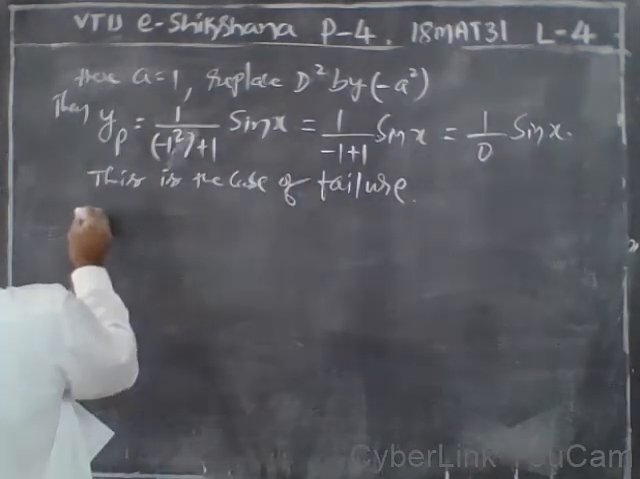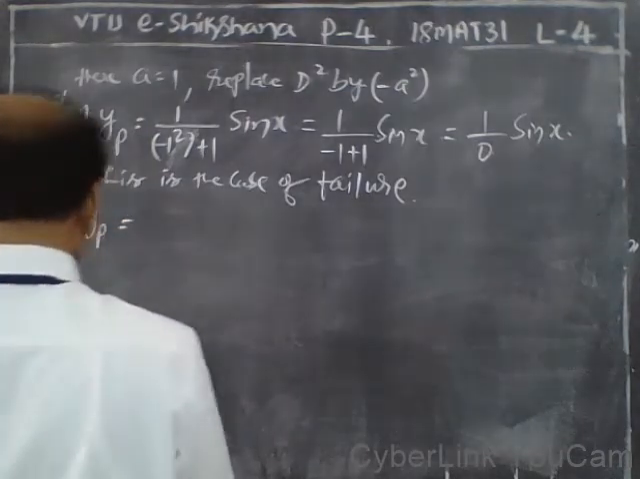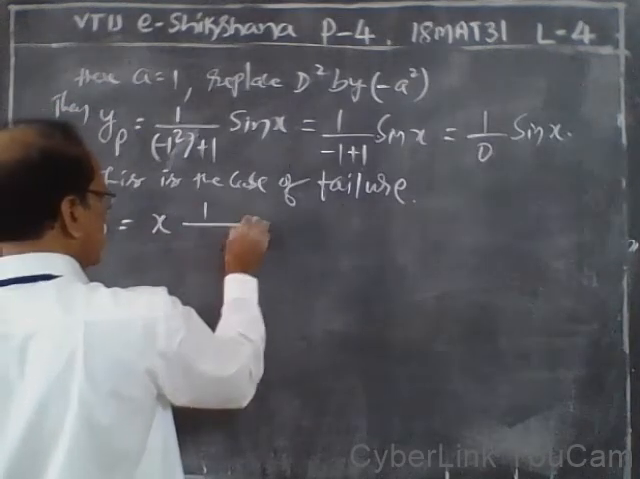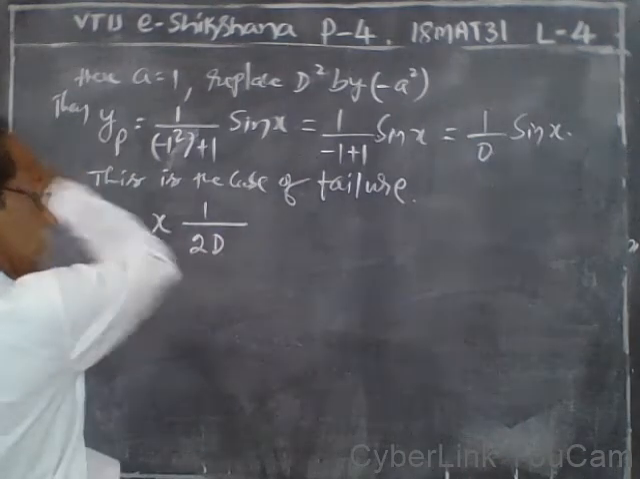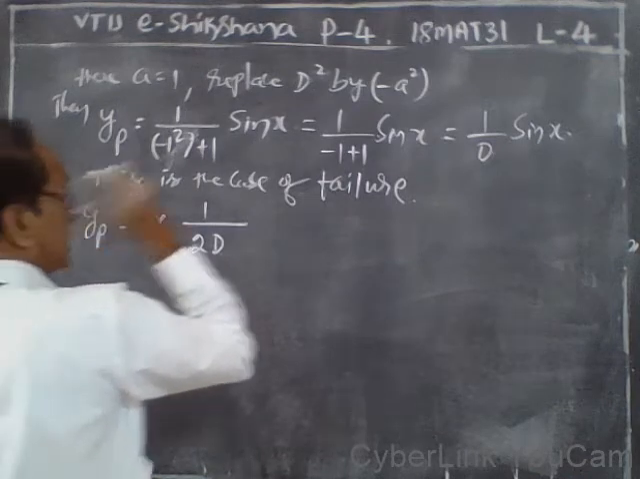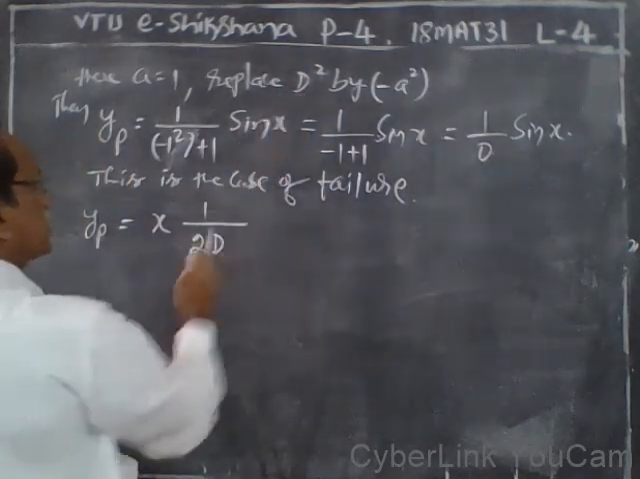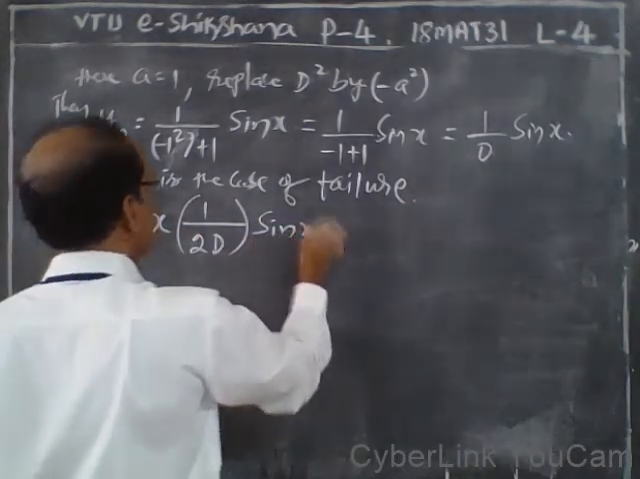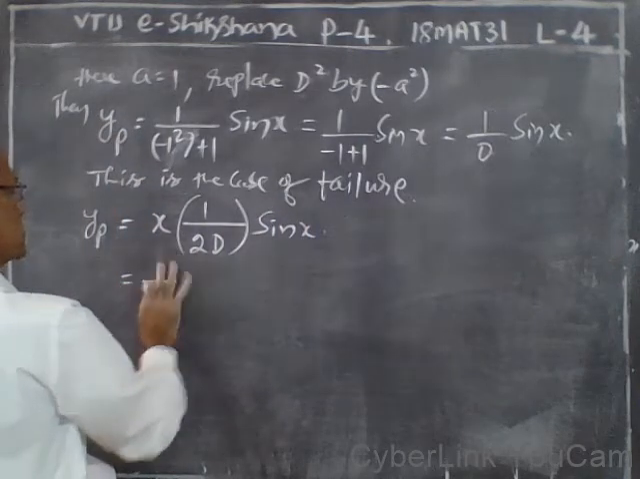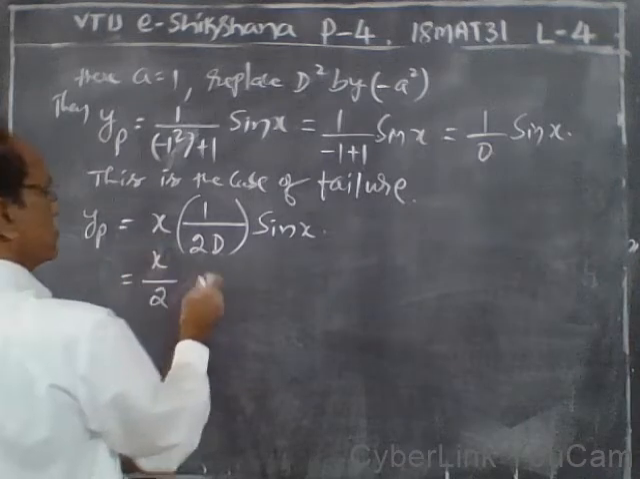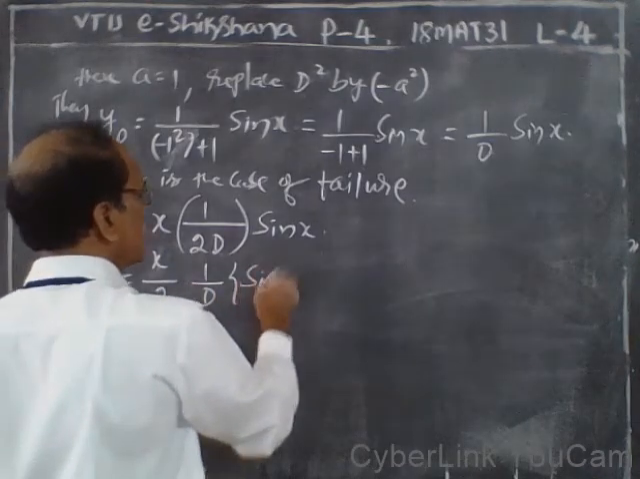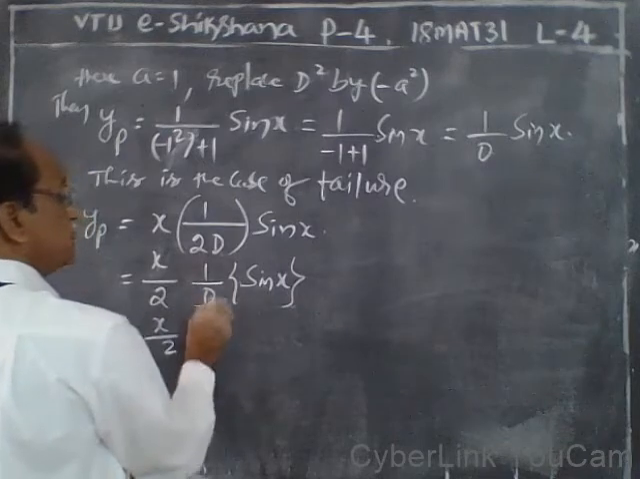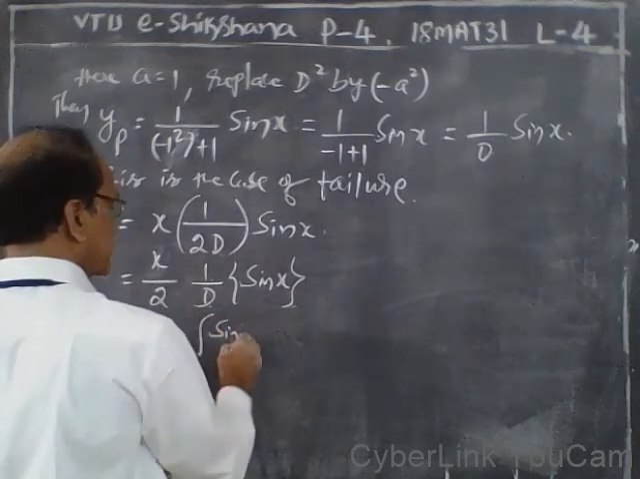How to proceed? That is yp is equal to, once it is the case of failure, then we need to take x into 1 divided by 2D in place of differentiation, that is D square plus 1 was there. Differentiation with respect to D means that is 2D, and x will be multiplied outside the operator, that is sin x. This is 1 divided by, x divided by 2, you can put it outside, 1 by D operating on sin x. Then x by 2, that is 1 by D means it is nothing but integration, that is sin x dx.